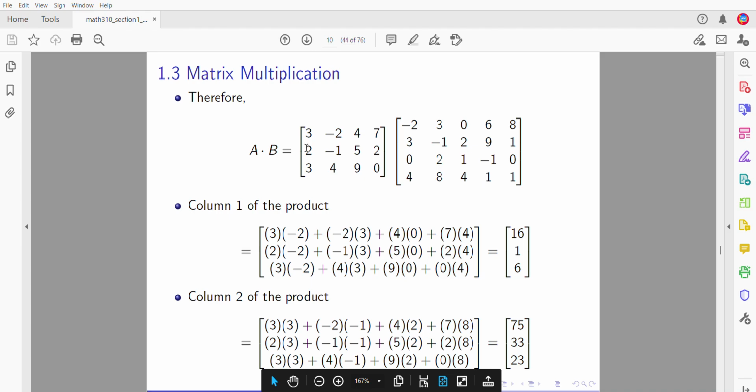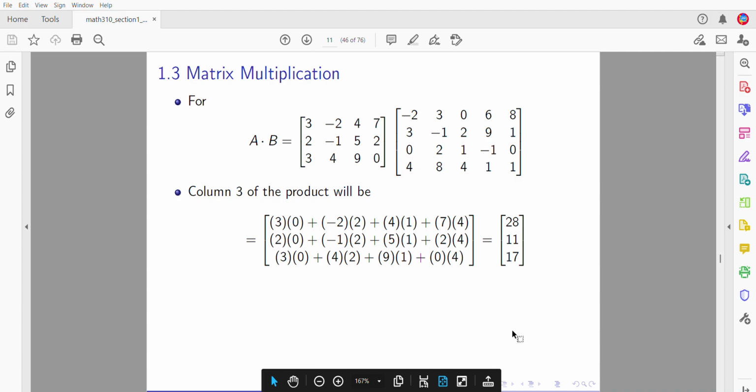Now row 3. 3 times 3 plus 4 times negative 1 plus 9 times 2 plus 0 times 8. Okay, that was row 3. Assuming my arithmetic is correct, this is the result using column 2. Now column 3, same story. Now I'm focused on column 3. Ignore all the other columns.